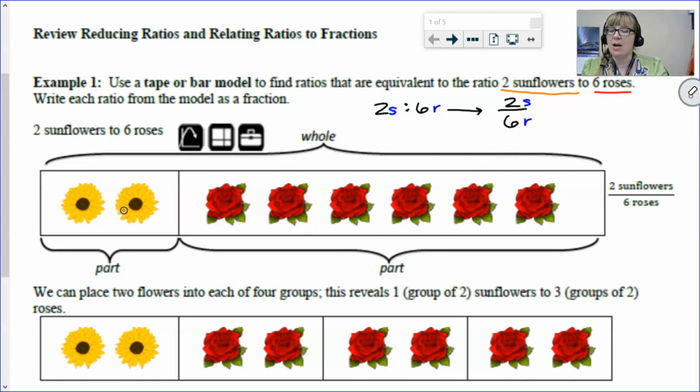When you look at this diagram, I want you to note certain things. If a bouquet is made with 2 sunflowers and 6 roses, the 2 sunflowers are part of the bouquet, and the 6 roses are the other part of the bouquet. But all together, we have the whole entire bouquet. This is going to come up a little bit later, so please don't forget that. This is the whole amount, so we show that tape showing the whole amount and also show the pieces that make up the whole.